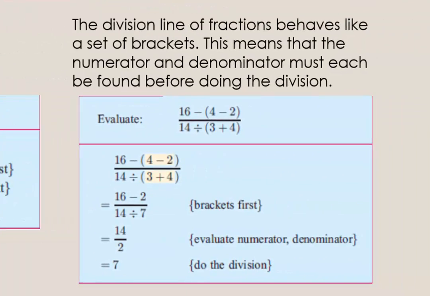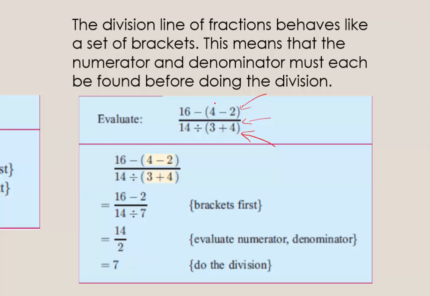Fraction lines are a little bit different. The division line on a fraction behaves like a set of brackets. This means that the numerator and the denominator must each be found before doing the division. So what that means is that you have to completely solve what's on top and completely solve what's on the bottom before you can do that final division.